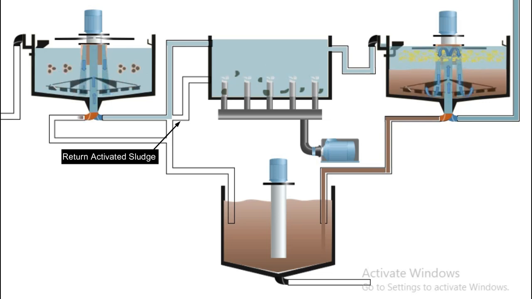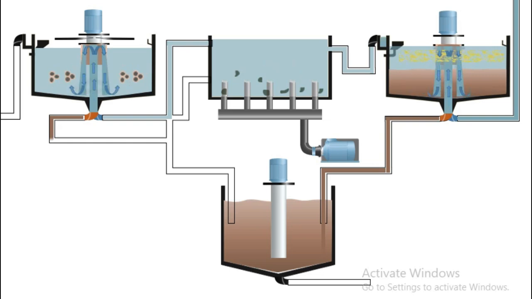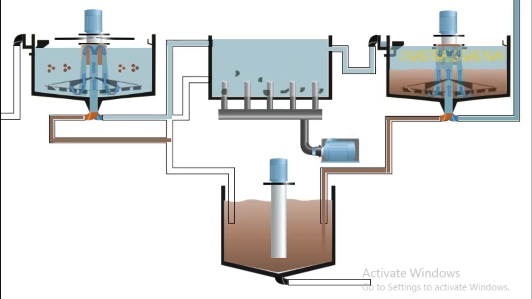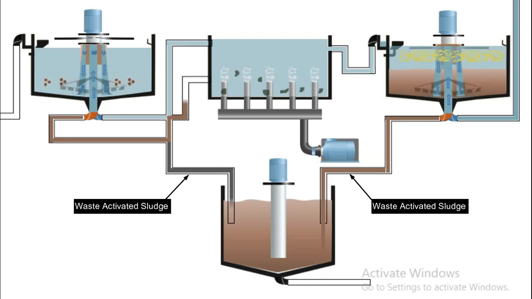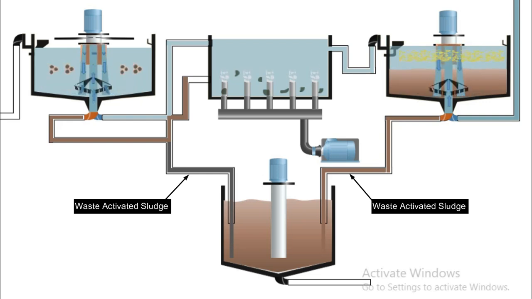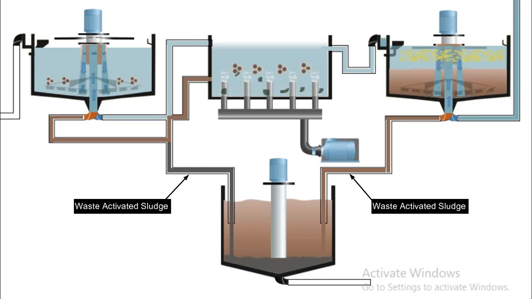A portion of this settled sludge, known as return activated sludge, is pumped back to the aeration tank through the sludge return line to maintain a balanced population of activated microorganisms. The excess portion, known as waste activated sludge, is directed to sludge handling facilities for further processing. This recycling ensures stable biological activity and consistent treatment efficiency.